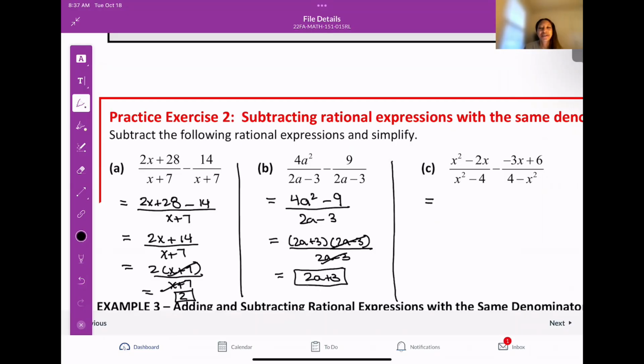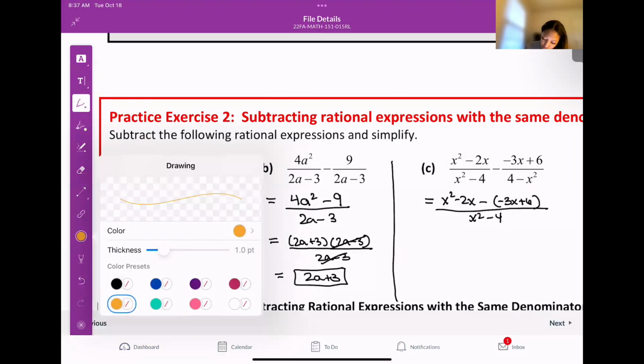All right, last one: x squared minus 2x over x squared minus 4 minus negative 3x plus 6. On this one, our second expression, the numerator has more than just one term. Please be careful, make sure you subtract each of those terms. So I'm gonna write this out. It's x squared minus 2x minus, we're subtracting this entire numerator, negative 3x plus 6. And then it'll all be over x squared minus 4.